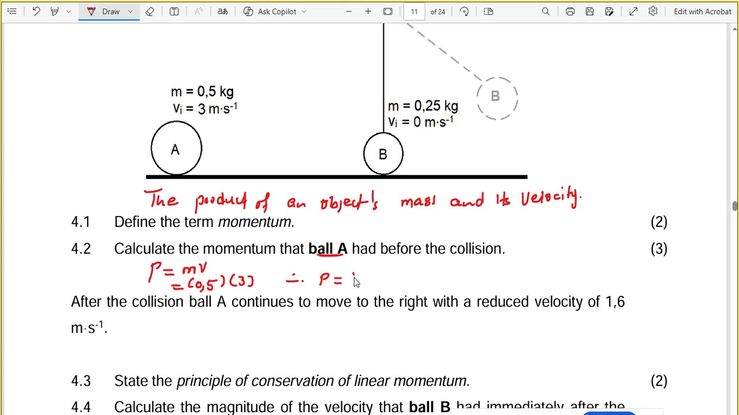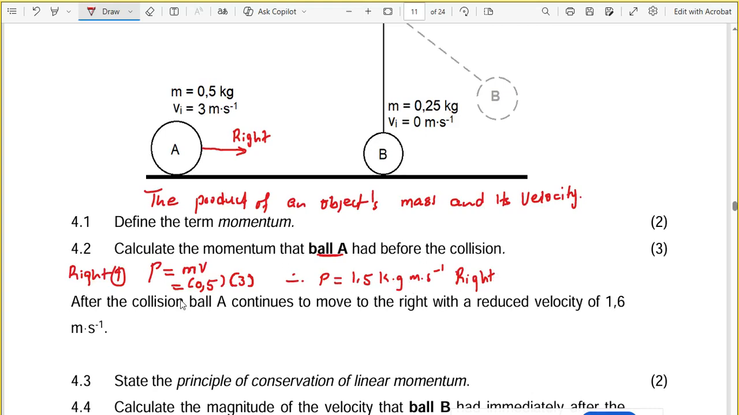1.5 kg m/s. Another thing you need to know: where is ball A going? It is going to the right. So when you calculate momentum, you take right as positive. That's why we substitute the velocity as positive. Since the answer is positive, our momentum is in the direction of the velocity. Are you happy about that?